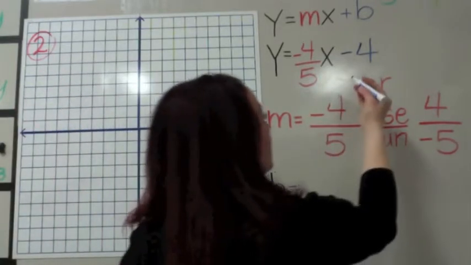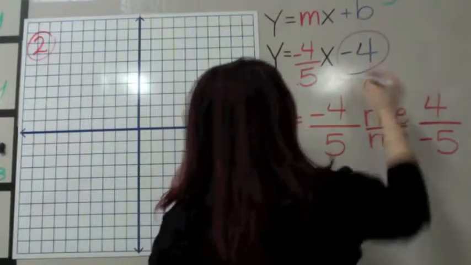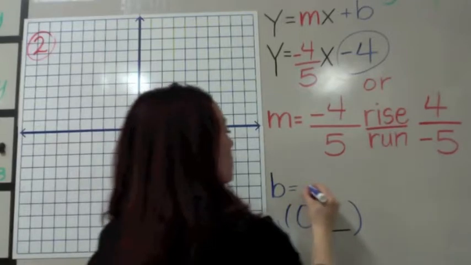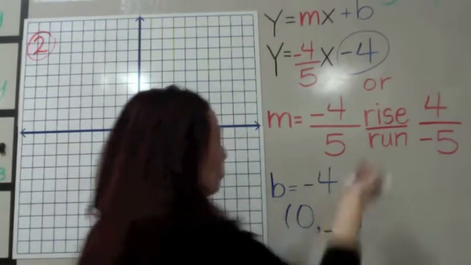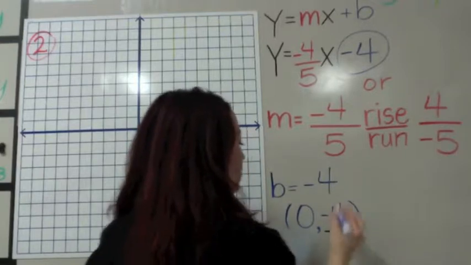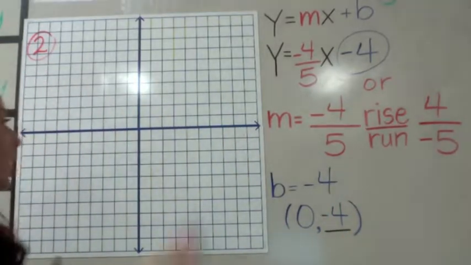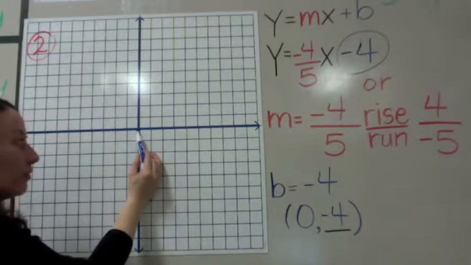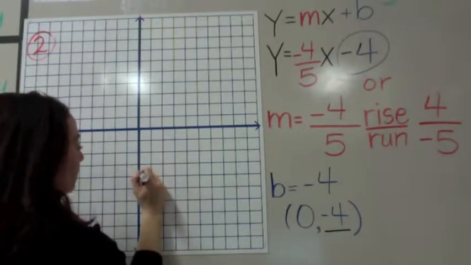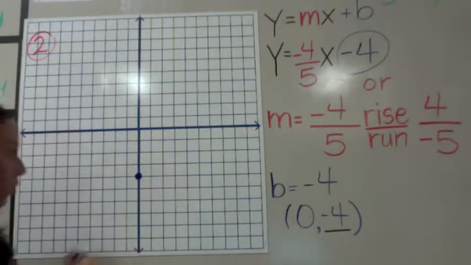Let's identify the y-intercept. Can we circle it, please? Circle the y-intercept in the equation. What's the y-intercept? It's negative 4. So b is negative 4, which means I'm going to start by graphing 0, negative 4. So let's find it. Start at 0 and go down how many? 4. 1, 2, 3, 4. Okay. So we're at negative 4.